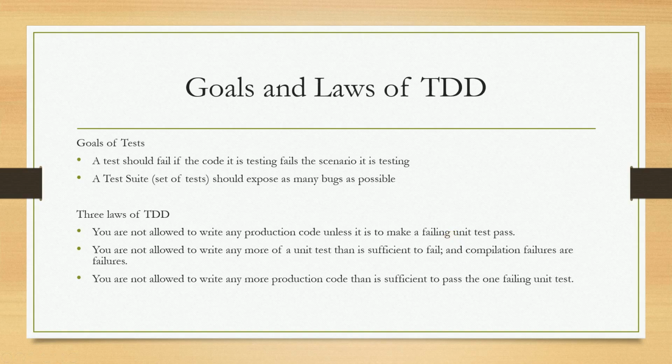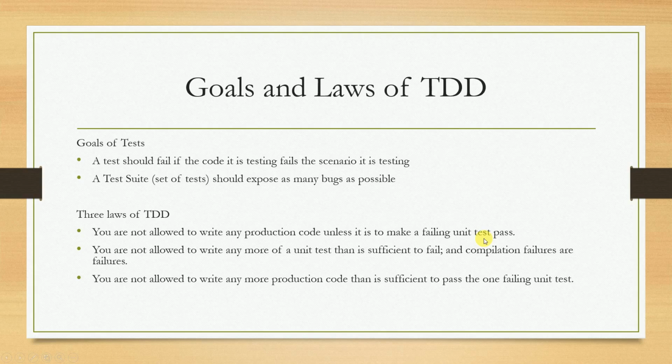Why is it necessary to make it fail first? Because we know that the test works if it fails when the code is not yet implemented or the code has a bug. So we need to see the test fail to make sure that the test works. So that's why we need to write the test first and see that it's failing, and then write the code to make it pass.